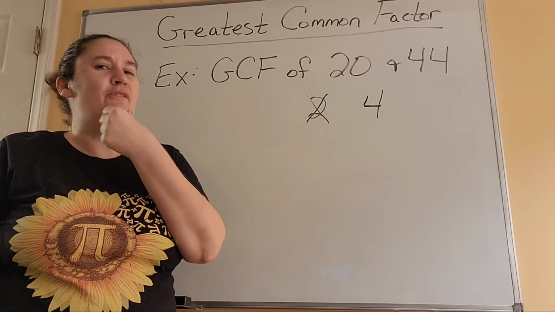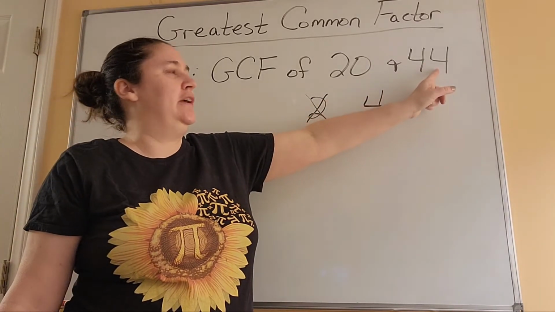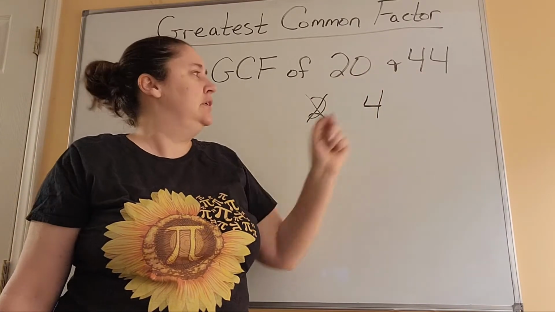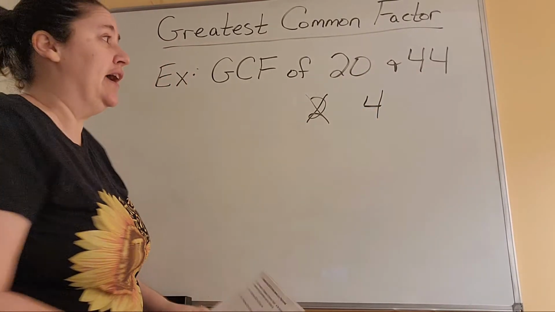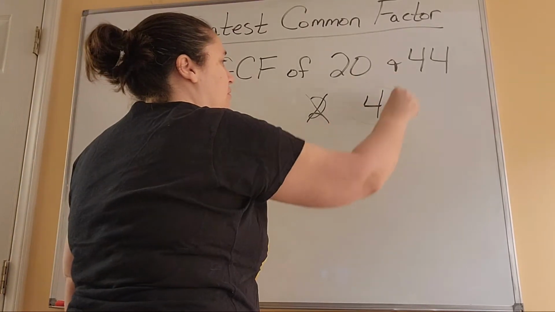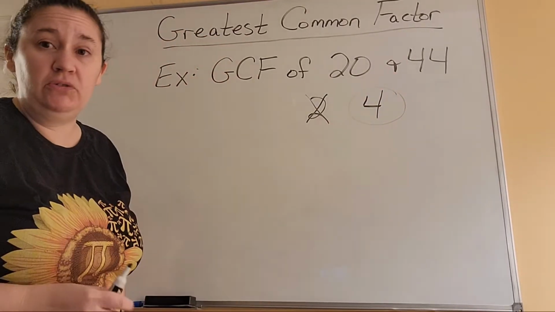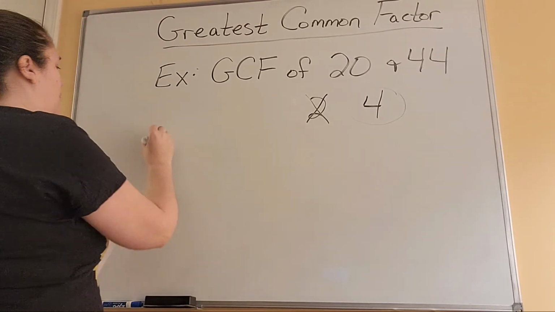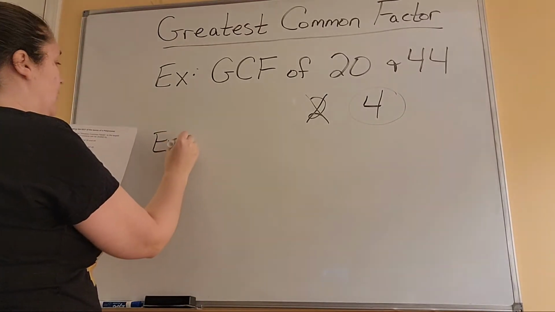Can you think of a bigger number that you could divide both of those by? I don't think so, because 44 is 4 times 11, and you can't divide 20 by 11. So I think the greatest common factor in this problem is just 4. Does this look familiar to everybody? I hope so. Let's do one more example of greatest common factor with numbers.